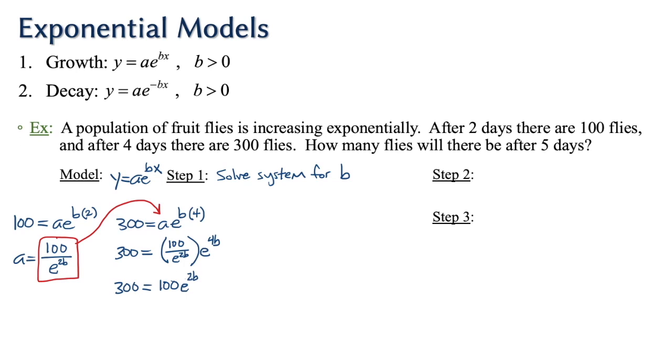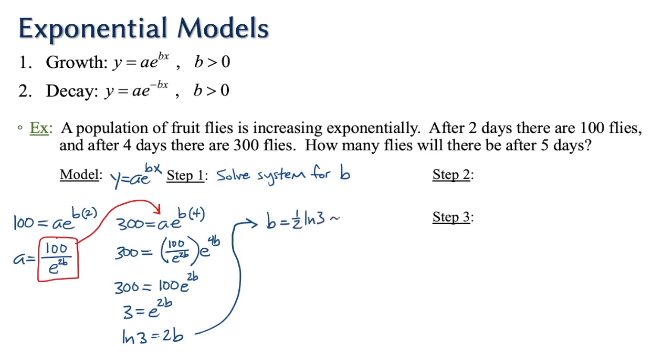Now, to figure out what b is, we have just a regular exponential equation. So what we're going to do is divide by 100 and then rewrite. So if I divide by 100, we have 3 is equal to e to the 2b. So rewriting tells me that the natural log, because this is a log base e, of 3 is equal to 2b. So that means if I go ahead and get b by itself, the exact answer, when I divide by 2, is 1/2 times the natural log of 3.